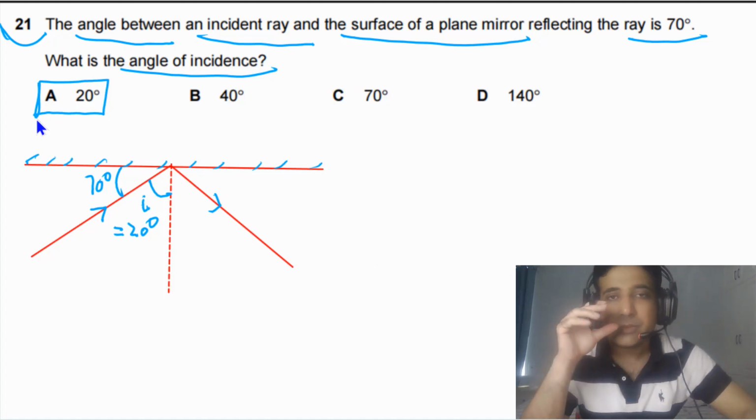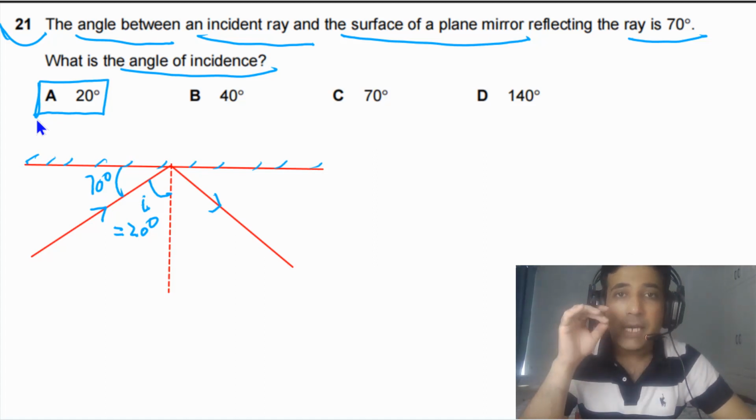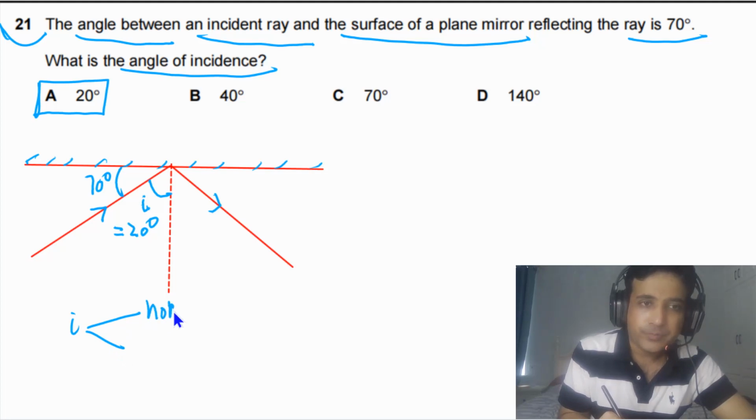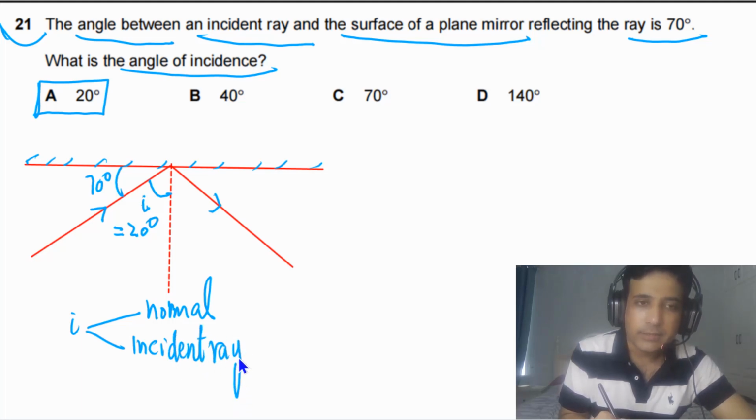So you need to understand that the angle of incidence is the angle between the normal and the incident ray. We can say I, this is the angle between the normal and the incident ray. So this is the concept you need. This is the angle of incidence, and this one will be the angle of reflection.